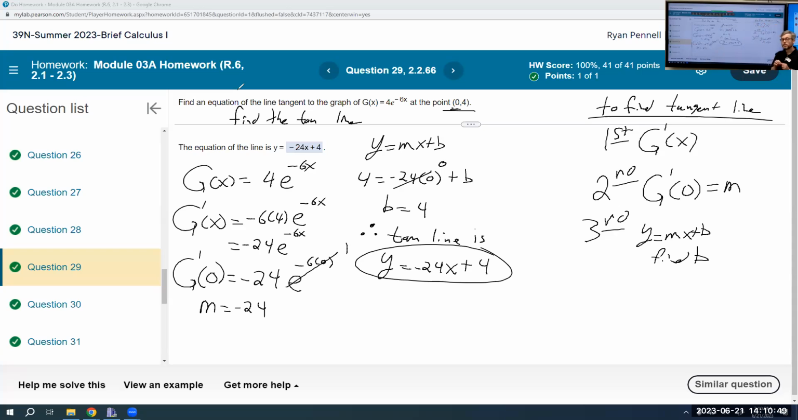Okay, and don't forget what the tangent line is. The tangent line is the line that has the same derivative as the original function, but it's a straight line. Okay, it's a straight line. So we might have something that's curvy. Okay, but if we want the tangent line, say there, that one, it has the same slope. Okay, that's the idea.